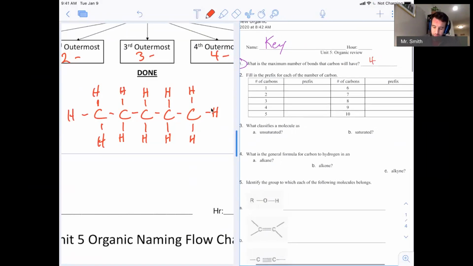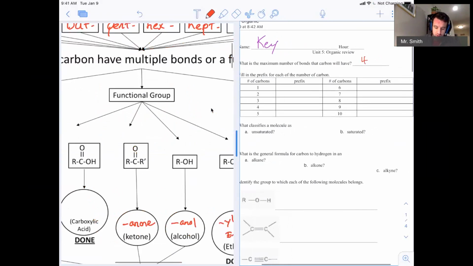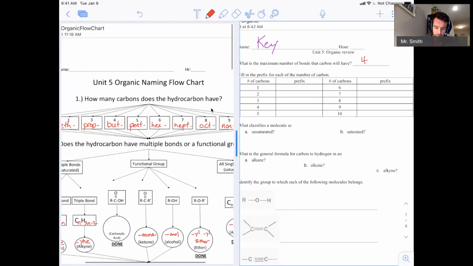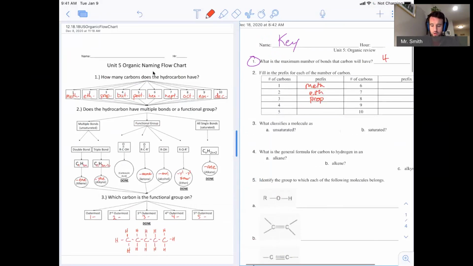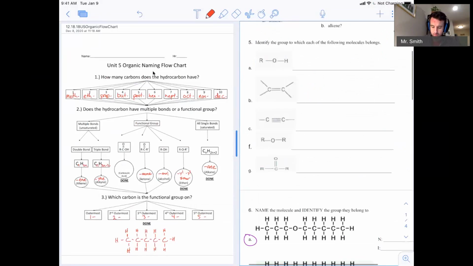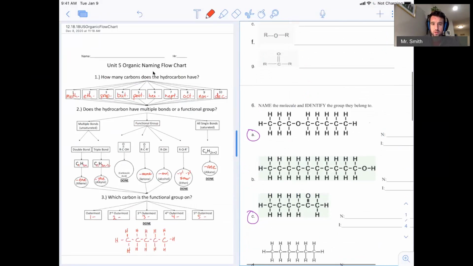For the prefixes, pretty much what it's asking you to do is to copy this down from right over here, where it's all the prefixes from the organic flowchart. So hopefully you know, for example, that 1 is meth, 2 is eth, 3 is prop, and so on and so forth. But I'm actually going to skip that for now. Let's go down to the first question that it asks.